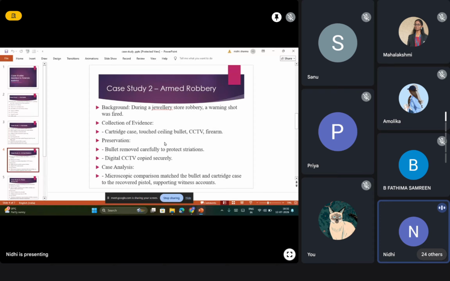Then CCTV and firearm preservation: the bullet is removed carefully to protect the striations. We took that bullet and protected those striations. Then the digital CCTV is copied securely, again the corroborative evidence. And case analysis is microscopic comparison, matched the bullet and cartridge case to the recovered pistol, supporting witness accounts. So people might have seen who the culprit was, and this case is from India because we are doing microscopic comparison of matched bullet and cartridge cases.